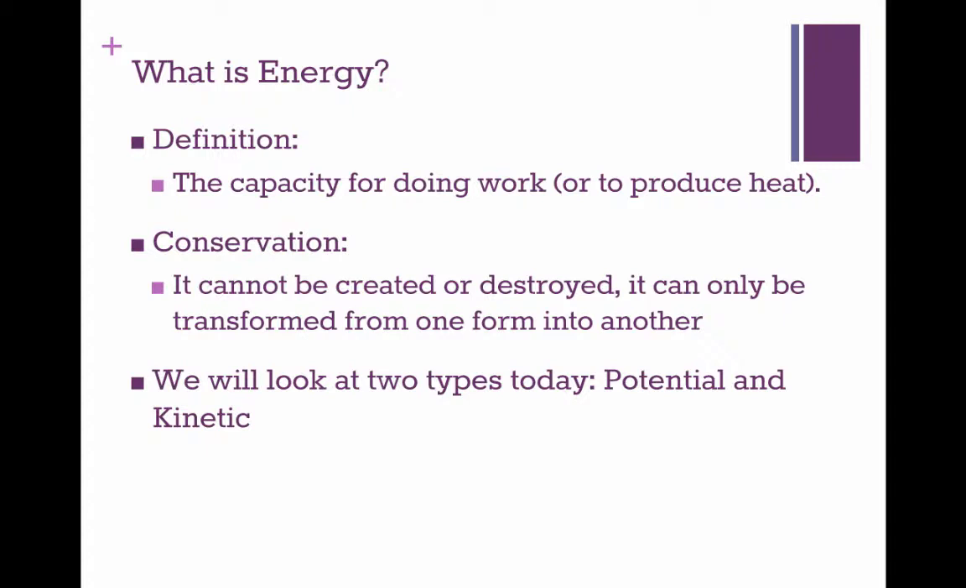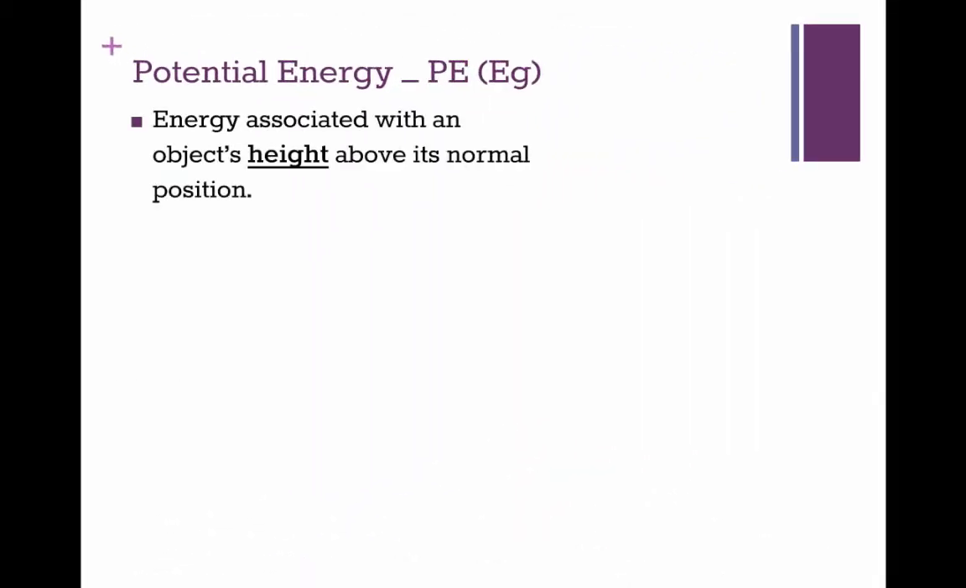Today we're going to look at two types of energy, potential and kinetic. Both of these types of energy come from mechanical energy, but there are potential and kinetic energies for all six forms or types of energy. So first off, potential energy. Potential energy is abbreviated PE or EG. It's the energy associated with an object's height above its normal position.